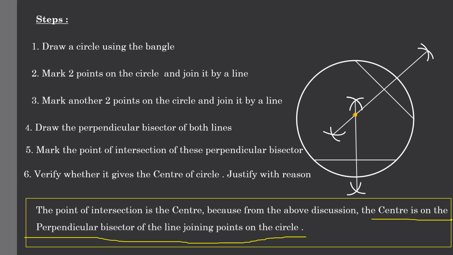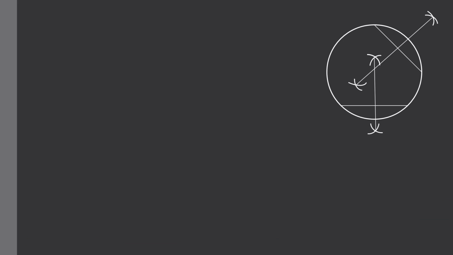Then the center must be at the point of intersection of these two perpendicular bisectors, isn't it? So this is how we find the center of a circle. I hope all of you understood how we can find the center of a circle.